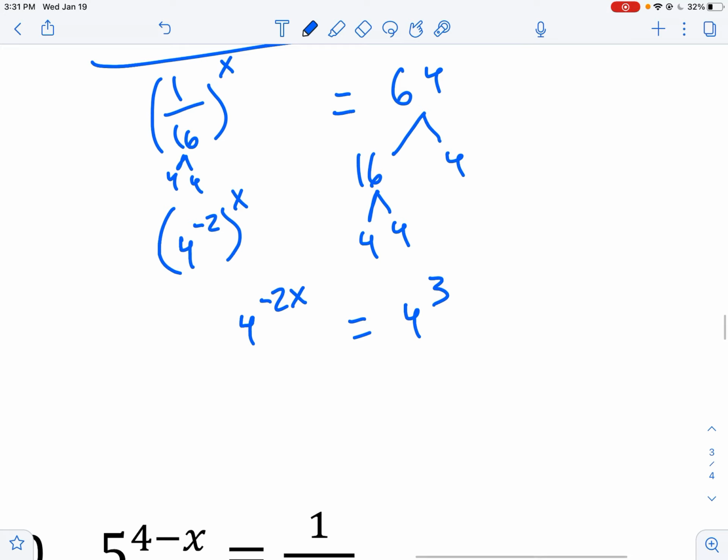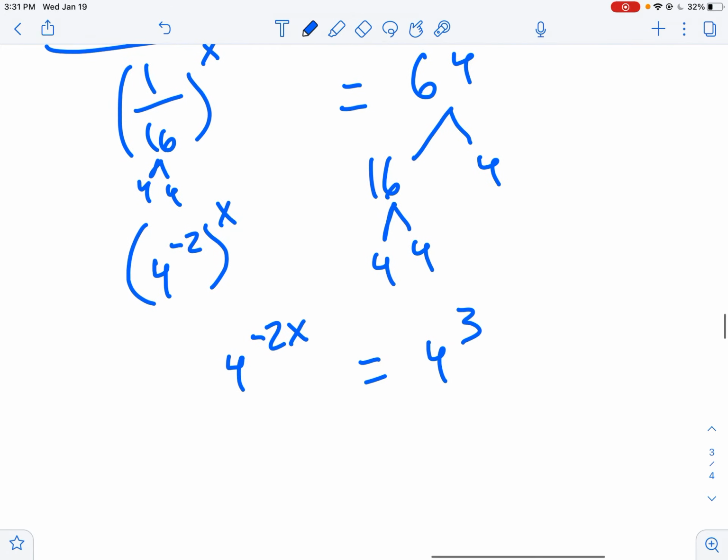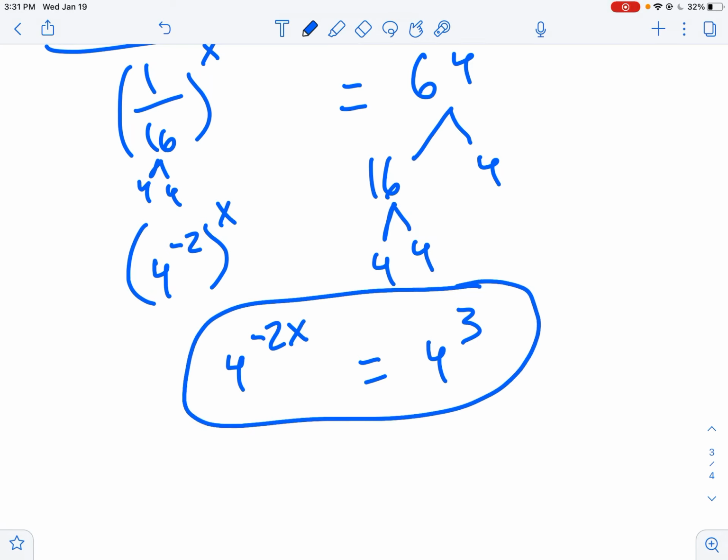So hooray, now we have bases the same on both sides. And you should be able to finish. Go ahead and finish solving this problem.